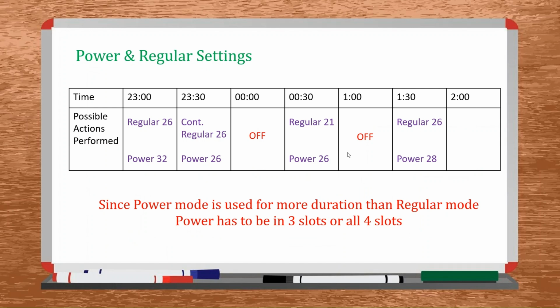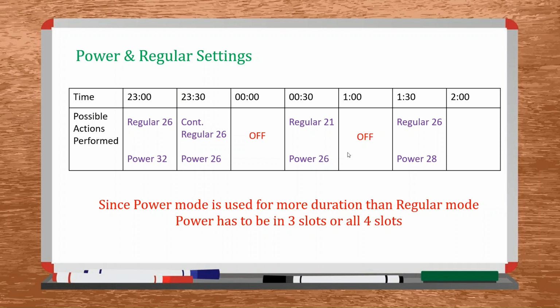Out of these 4 slots, since we are using the power mode more than the regular mode, power mode has to be there in at least 3 slots, or in all 4 slots. We cannot have power mode in only two of these slots, because if we use power mode in 2 slots, then regular mode will also be 2 slots, and then power mode will not be used for more duration than regular mode. So power mode has to be there in at least 3 slots or all 4 slots.